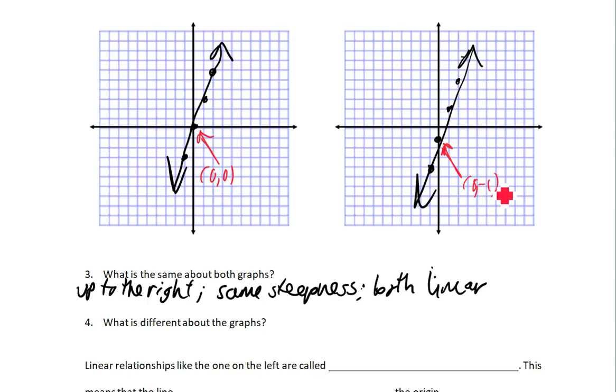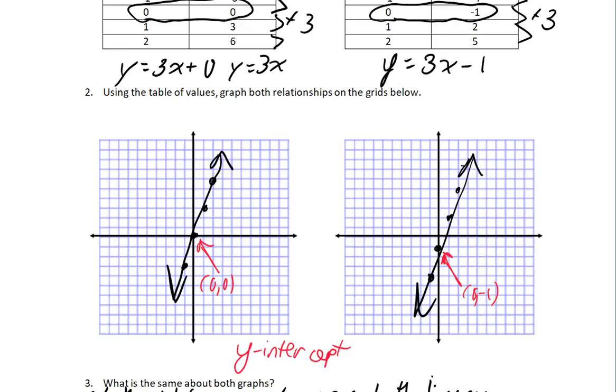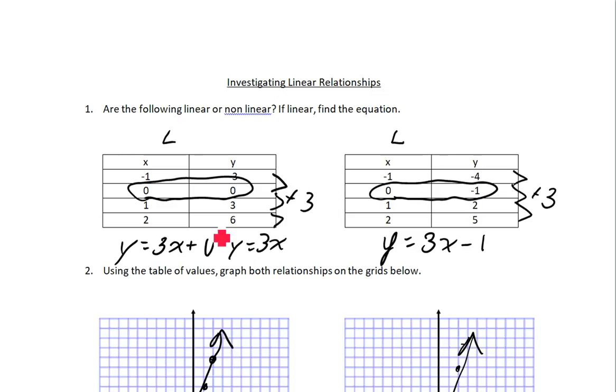That's a really special point, and there's a mathematical name for that point. And the mathematical name is called the y-intercept. And that is a really fancy word for saying where does a line cross the y-axis. In this case, it crosses it at 0. In this case, it crosses it at -1. If we come back up to our equation, we're going to notice those numbers. Here's our 0, and here's our -1.